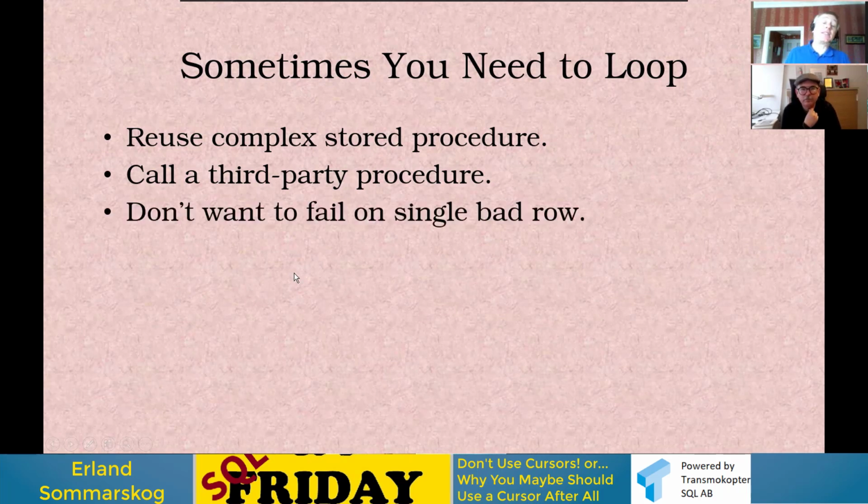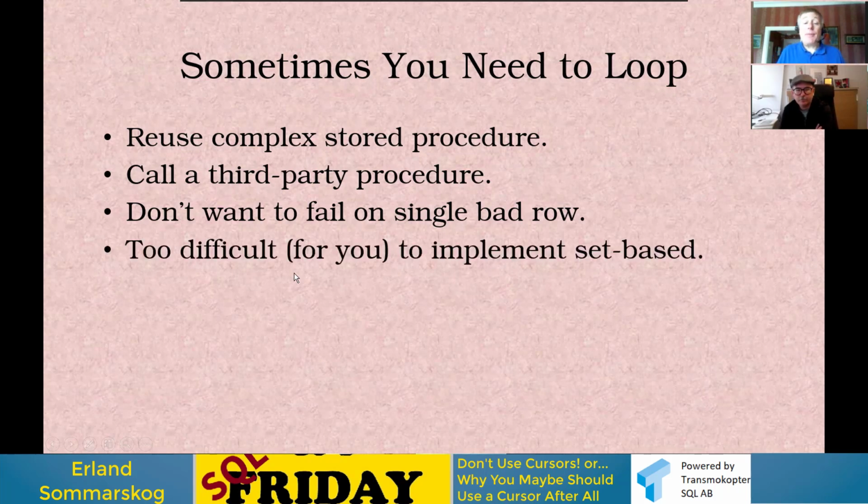Or it could be the case we discussed earlier. You don't want to fail on a single bad row. So in that case, you'll have to write a loop one way or another. But it could also be that sometimes it's too difficult for you to write set-based. Your head aches. I can't figure out how to do this. And I put "for you" in parentheses because just by chance, your first name might be Erland and your last name might be Sommarskog. Then you might figure it out. But other mere mortals are going to write a loop.